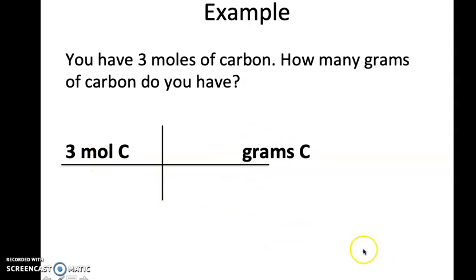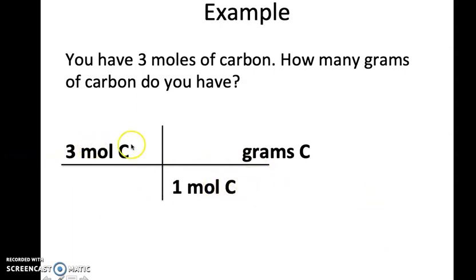Okay, so we want the unit we want to end with on the top, which is grams. It asks us how many grams of carbon we have. I'm going to put that up top. On the bottom, we want the unit we want to cross off. And what are we going to cross off? Well, we want to cross off moles. So we're going to put moles on the bottom.